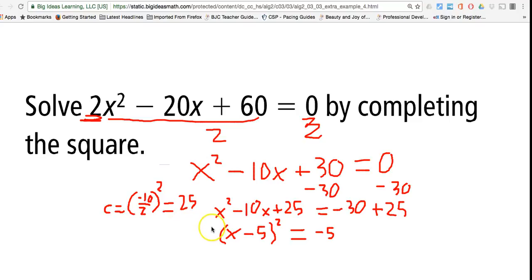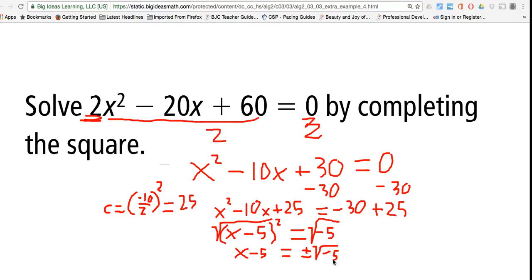Now, we're going to go ahead and take the square root of both sides. So we take the square root. Here we get x minus 5, and here we get plus or minus. Remember, we always have to take the positive and negative. And we get the square root of negative 5.